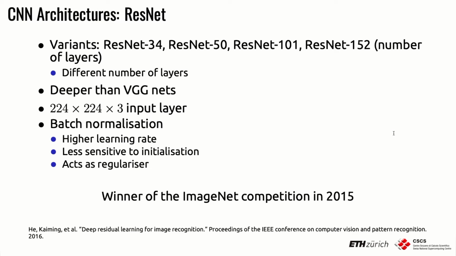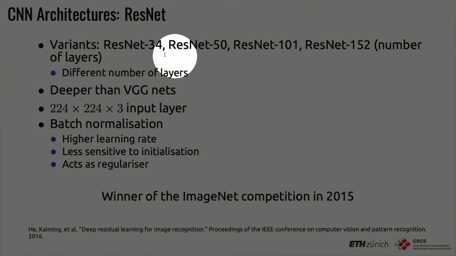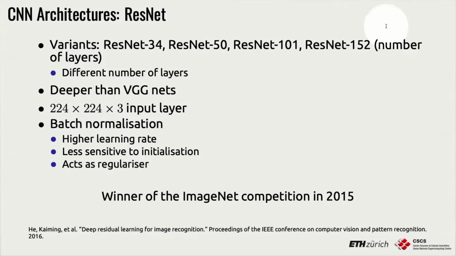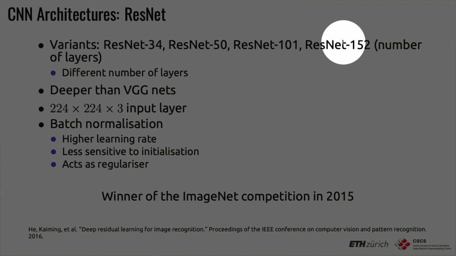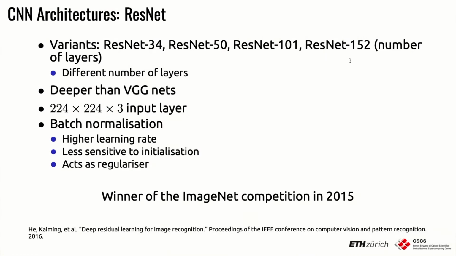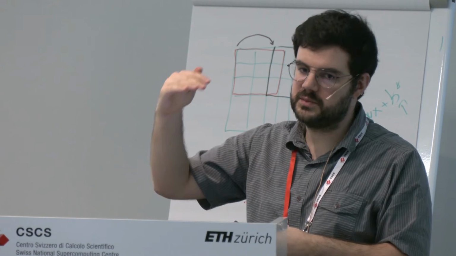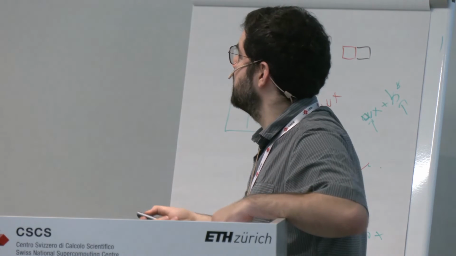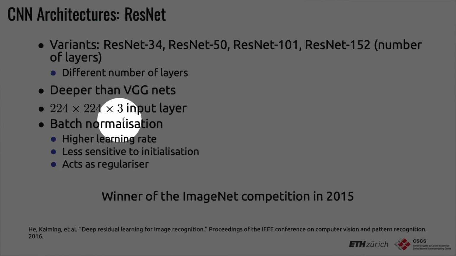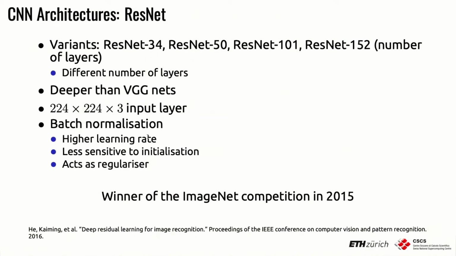And then another one that is interesting to look at is ResNet. Again, there are many variants. 34, 50 is the number of layers. So you can see that they're getting really deep with 152 layers. This means that your sequential model will have 152 conv, max pooling, and whatever. So they're much deeper. And they use a technique that is called batch normalization.